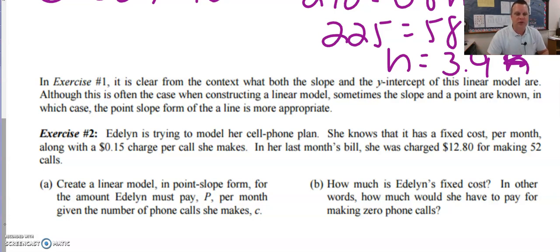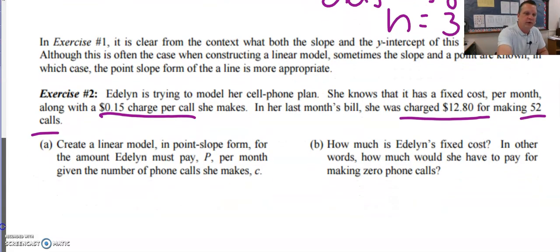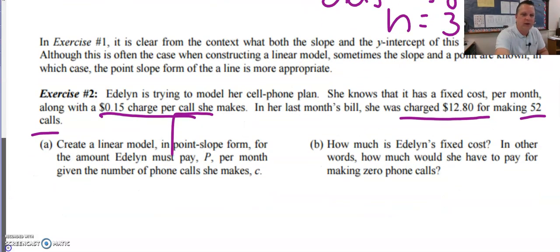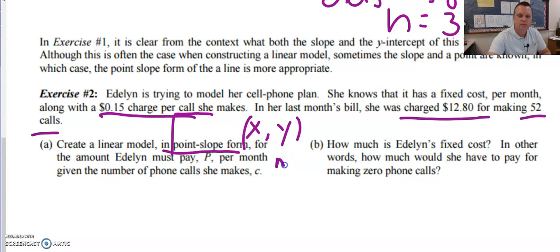In exercise 2, Adelyn is trying to model her cell phone plan. She knows it has a fixed cost per month along with a $0.15 charge per call. So last month, her bill was $12.80 and she made 52 calls. So what we want to do is create a linear model in point slope form. In order for it to be in point slope form, I need an X, a Y, and a slope.